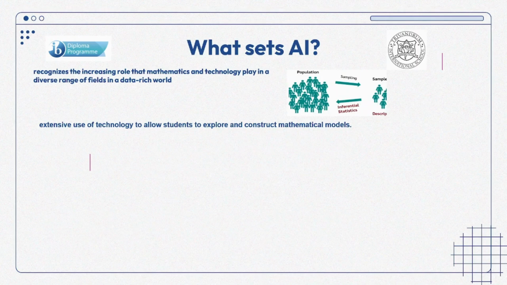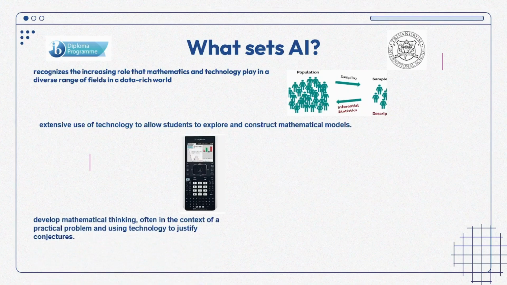It allows extensive use of technology for students to explore and construct mathematical models. Students can use graphic display calculators for this purpose. AI develops mathematical thinking often in the context of a practical problem and using technology to justify conjectures.